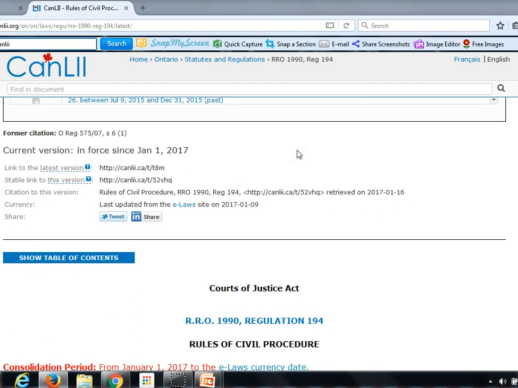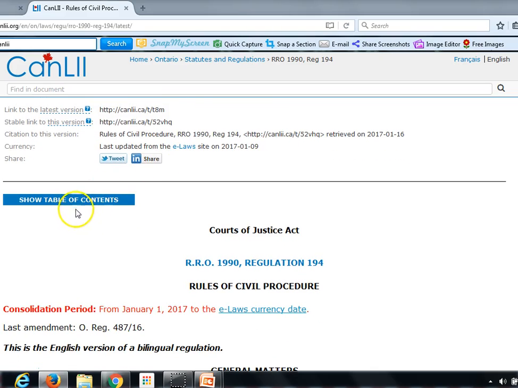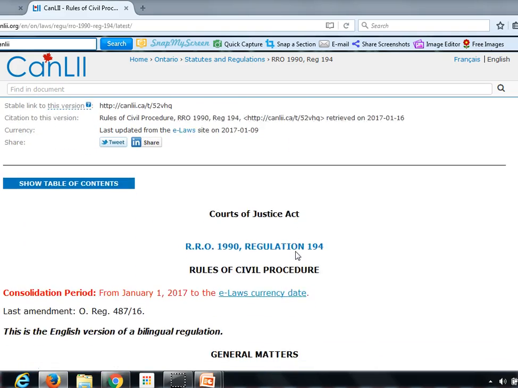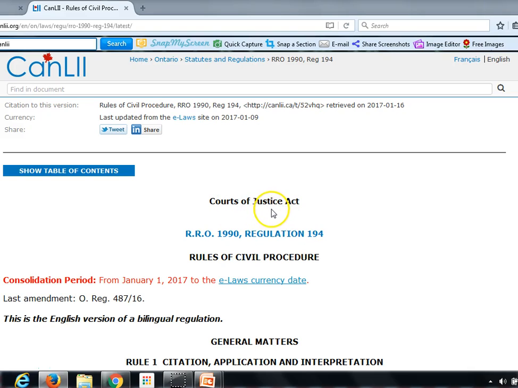But these are the rules, and you see there's a table of contents. The important point that I want to make, not really for the purposes of you knowing these rules, is that these rules of civil procedure are essentially a regulation under a statute called Courts of Justice Act. And I'll show you in a minute what Courts of Justice Act is. But these are regulations made under this specific statute. For practical purposes, whether it's Courts of Justice Act or regulation, they're all rules. So they all are equally applicable, and you just need to understand that.